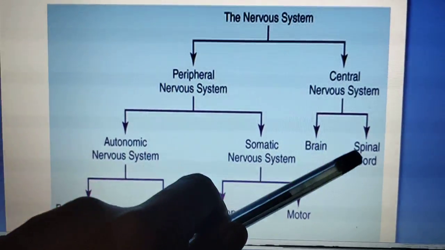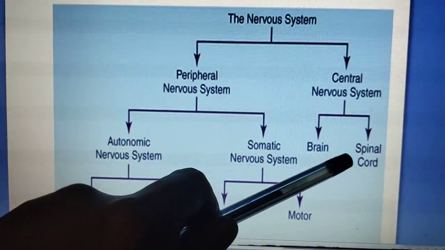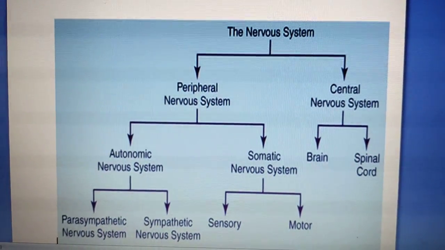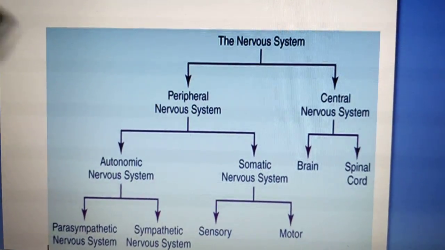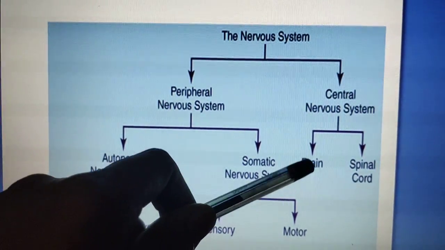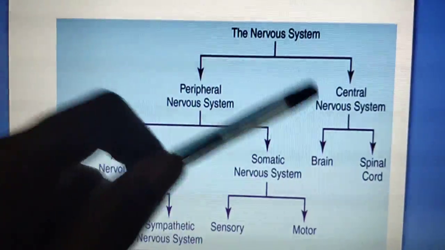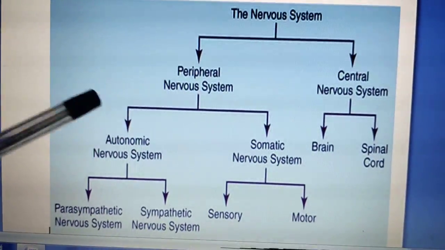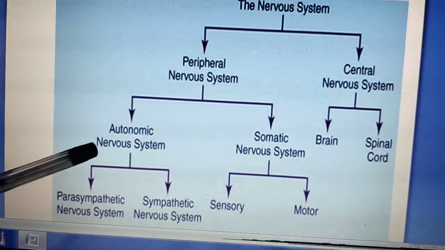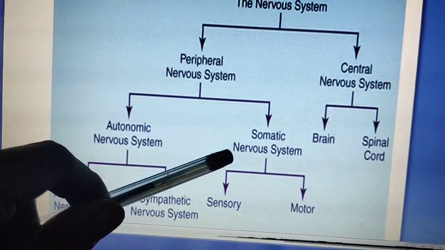Okay, then in the spinal cord, what are the structure and the function of the spinal cord? What are the nerves, what are the types included in the spinal cord? What are the nerves included in the brain? Clear now? We'll see one by one in detail. And in this peripheral nervous system, again I told you, there is the autonomic nervous system and the somatic nervous system.